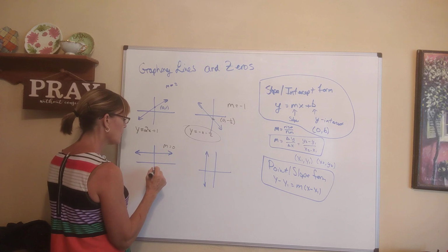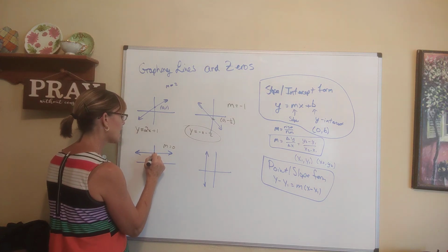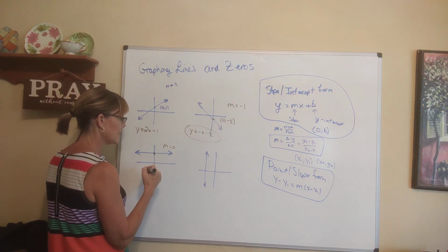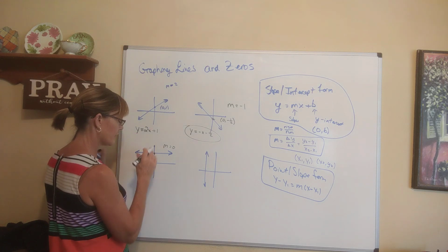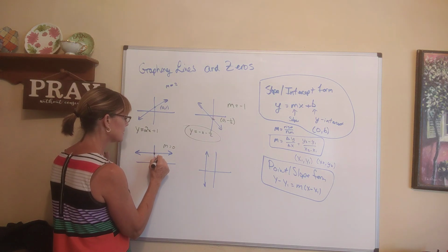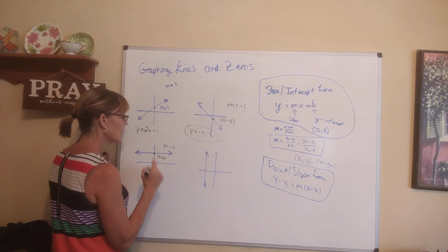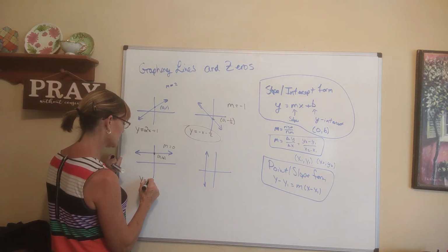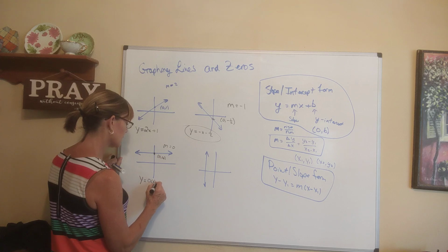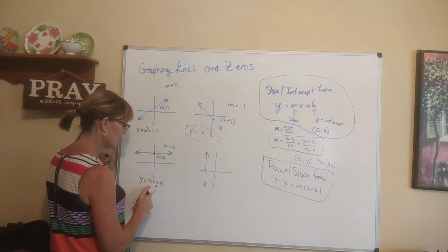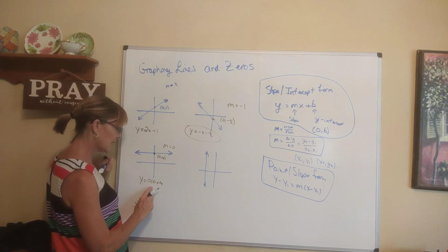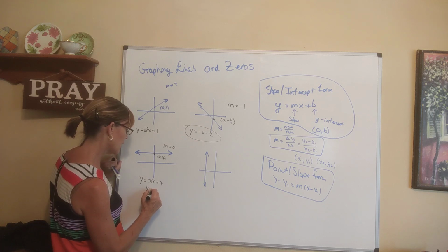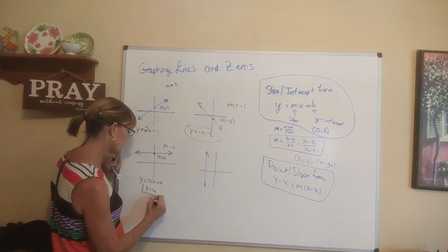of 0. Okay, well, where does it look like it's crossing the y-axis? Well, this is on the positive side of the y-axis. So let's just say maybe this is the point (0, 4). So let's write the equation of this line. Y equals mx, 0 times x plus b. But this slope, which is 0, kills the x term. So y equals 4 would be the equation of this line.